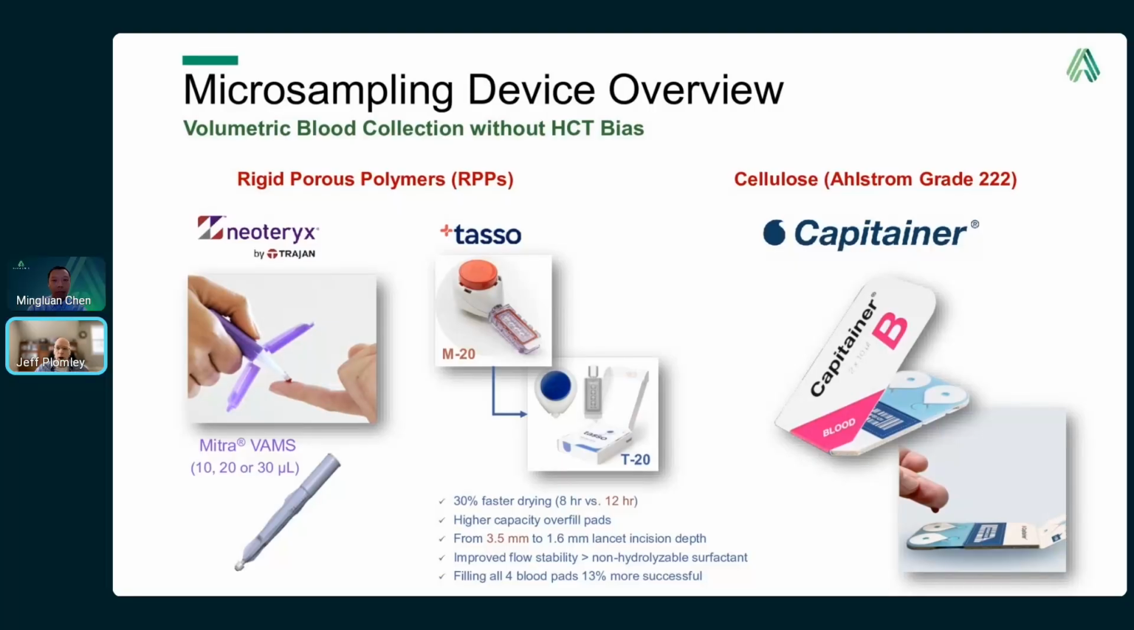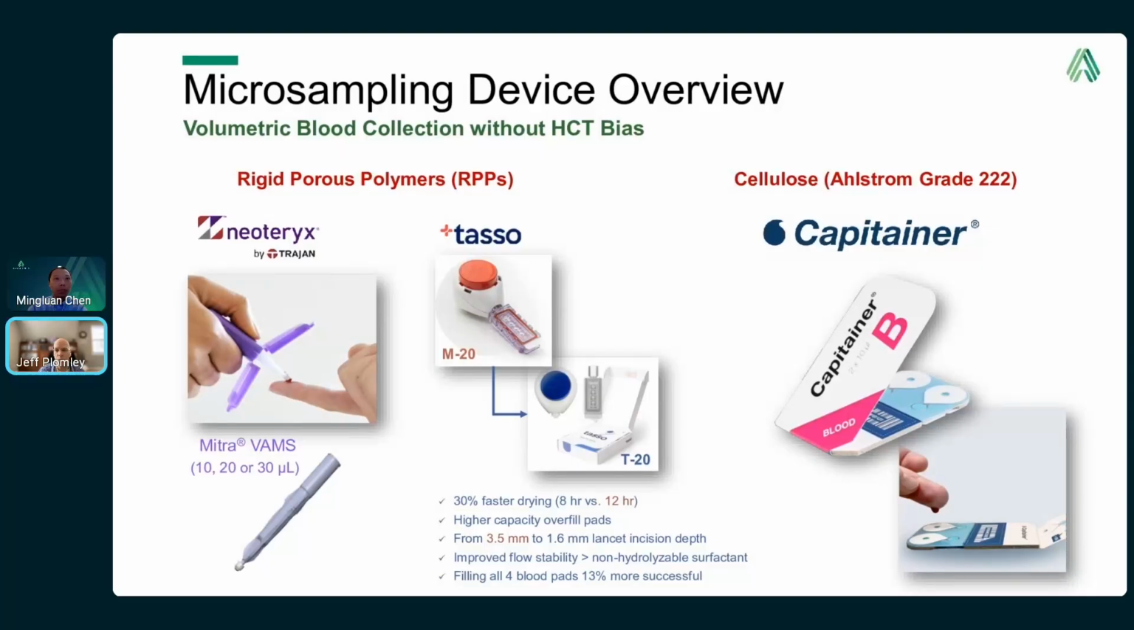There's also higher capacity overflow pads that absorb more blood and therefore reduces overfill. The Lancet has also undergone a design change. Rather than a 3.5 millimeter incision depth, it's now 1.6 millimeter. So expectedly, that's going to reduce sampling pain even further. The surfactant coating on the tile has changed. It doesn't hydrolyze on the shelf. And so that's expected to improve stability of the fluid flow. And in clinical testing, Tasso has reported that the T20 filling of all 4 samples was 13% more successful than the M20.